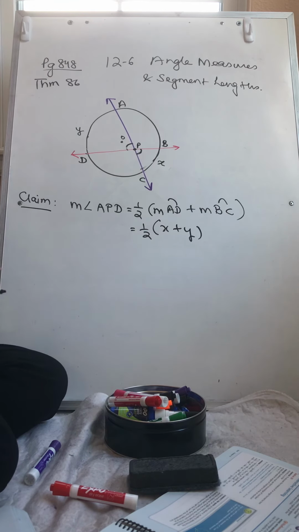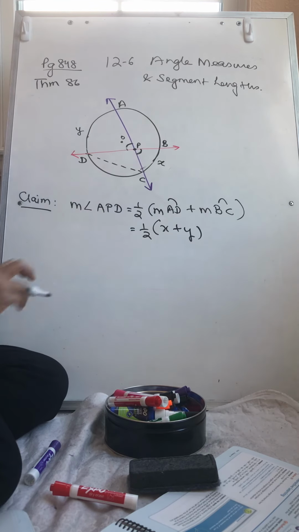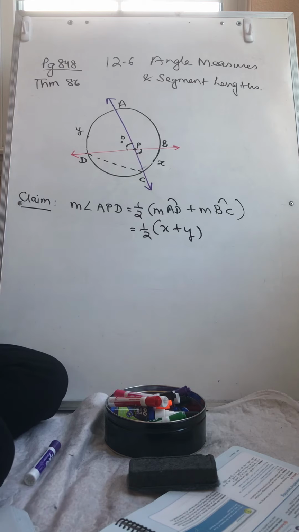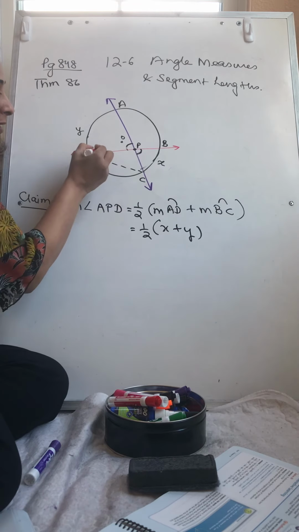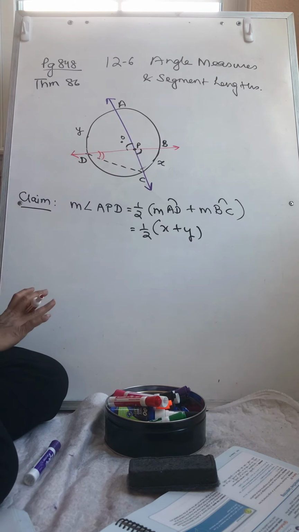So what can I say here? Let me form this angle here. So if I form this angle, what do I know? Going back to our properties, this angle here, okay, this is not equal to this. This is just some random angle.